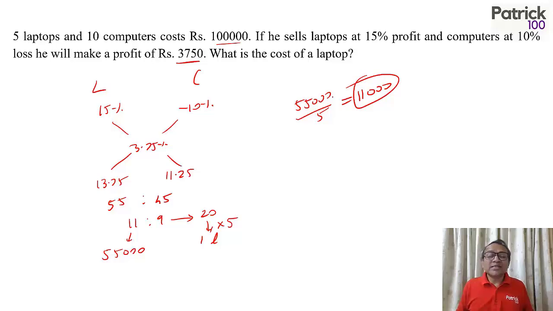Here you're mixing two things and the average is given to you. So you can use alligation, which is much faster than the other methods. You get a ratio as 11:9. Based on that, you find the total is 20. 20 stands for 1 lakh. So 11 will stand for 55,000 for 5 laptops. So each laptop is 11,000.